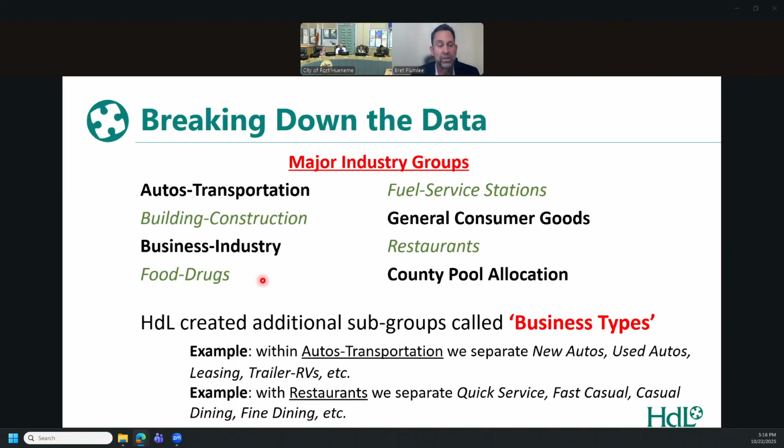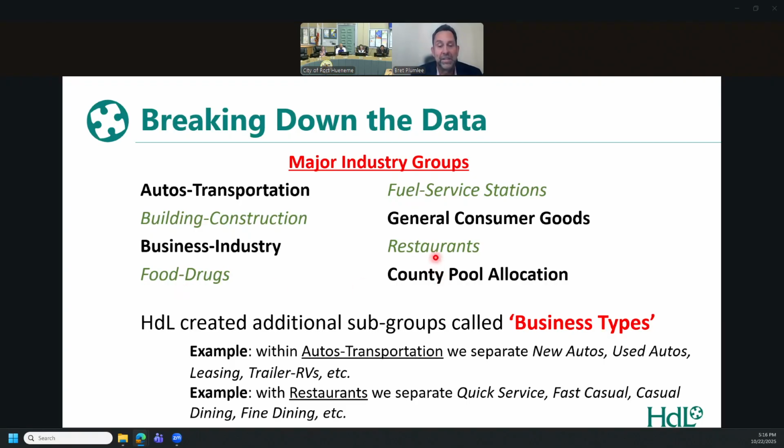But food and drugs includes business types. We at HDL have created subgroups for all of these 8 major industry groups, and we call them business types. So food and drugs, for example, includes grocery stores and convenience stores, drug stores, and cannabis-related businesses. It's typically the smallest sector out of the 8 groups in the state, but in Port Hueneme, it's been number 1, and now it's currently the number 2 largest sector behind restaurants.